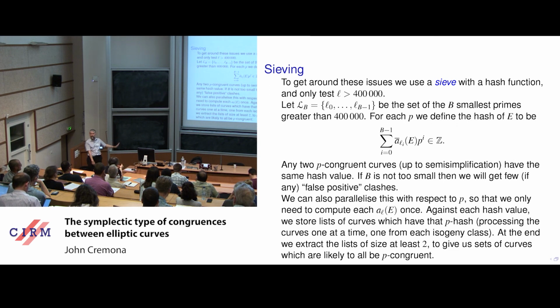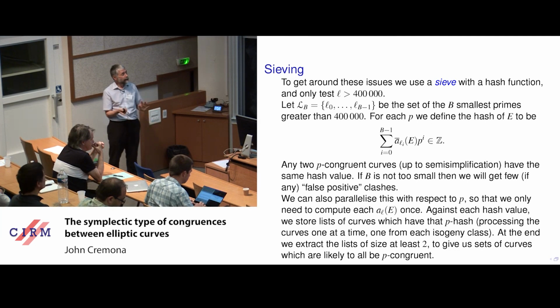So you can throw all those away, and you're just left with the sets of curves which all have the same hash value, which you expect, if the number b there isn't too small, you expect those have a very good chance, at least, of being genuinely p congruent. And here I'm only using the traces, and so because some of these representations are reducible, I'm really, at this stage, only really checking isomorphism of the modules up to semi-simplification. Most of them are irreducible anyway.